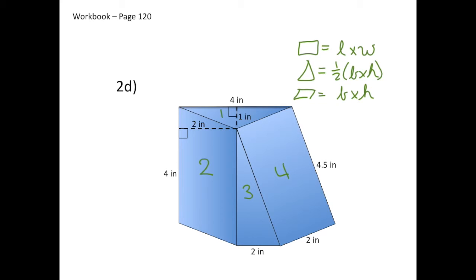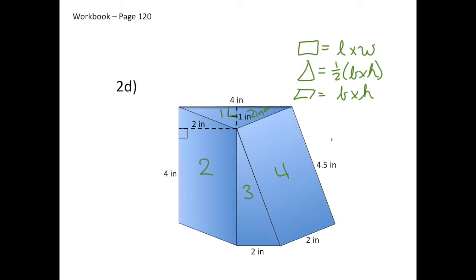So let's start with my triangle up here. To find the area of this triangle, I first have to identify my base and my height. I'm told that there is a right angle, so that's going to help me find my base and height. So the base of that triangle is 4. The height is 1. 4 times 1 equals 4. And then I must divide that by 2. So the area of this triangle is 2 inches squared.